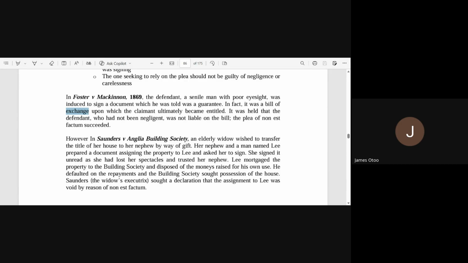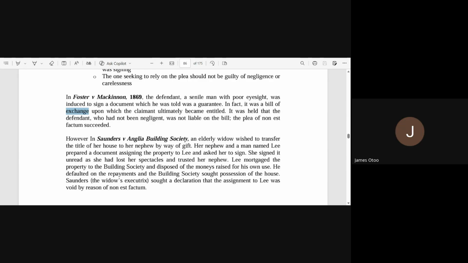Who said come and do law? I don't understand who registered. So you understand the principle. So someone has poor eyesight, and you have induced him to sign a document different from what he intended to sign. The court can say no, the person was not negligent. So the plea will hold. But with the case of Sanders v. Anglia Building Society, the same Francesca.